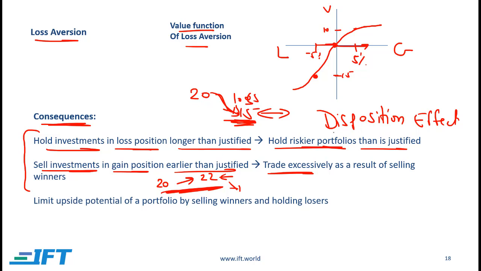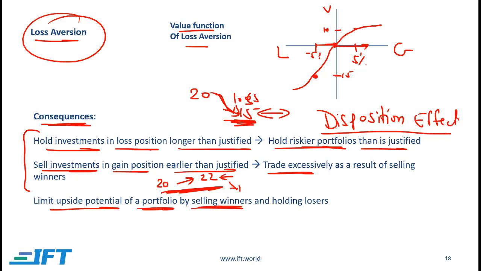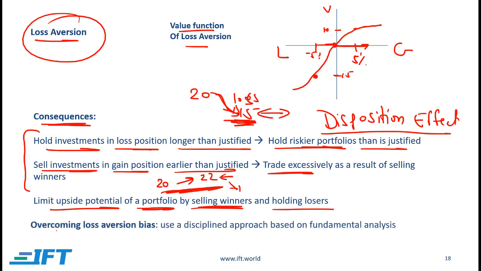And collectively, this disposition effect results in people holding on to portfolios that are more risky than they need to be. The larger point is that because of this loss aversion bias, we limit the upside potential of a portfolio. And again, we are selling winners too quickly and holding on to losers for too long. How do we overcome the loss aversion bias? The way this bias can be overcome is by using a disciplined approach to investment based on fundamental analysis.